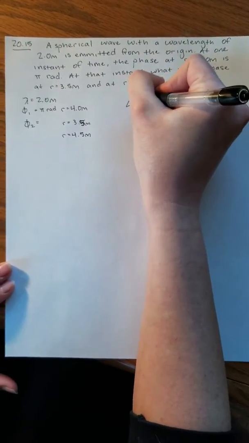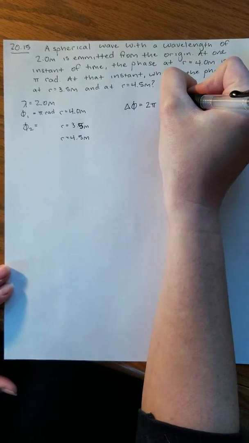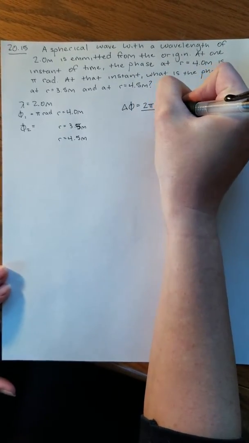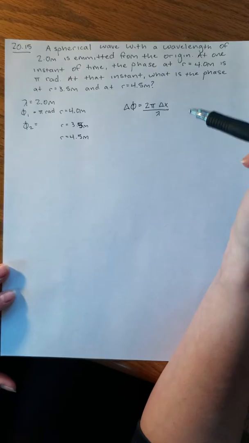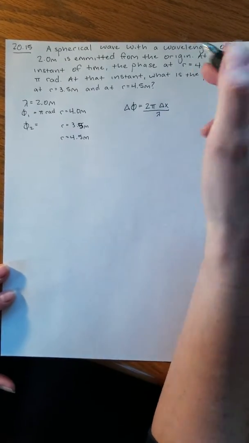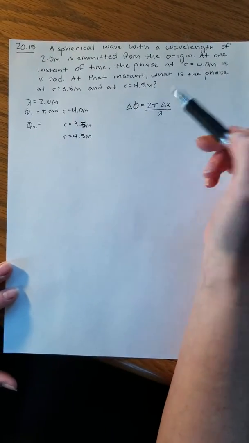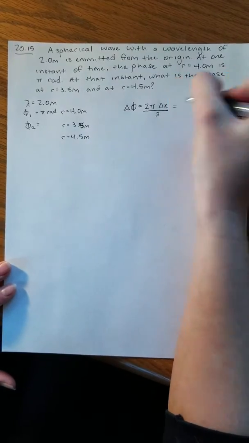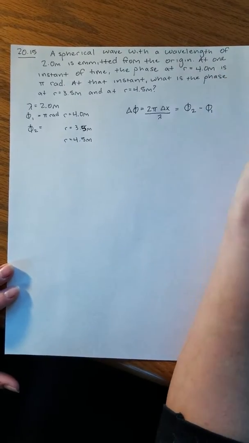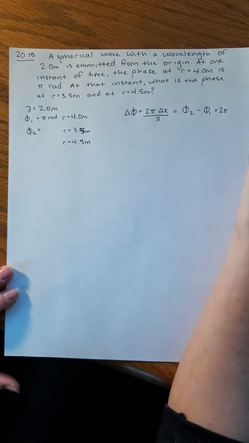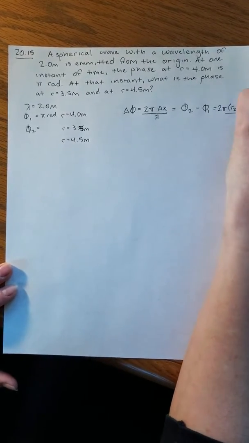So then our formula we can use is change in phase equals 2 pi delta x over lambda. And then because this is a spherical wave and it's not in one dimension, our x is going to be the radius instead of the x value. So just expanding all of this, the difference in our phases equals 2 pi, and then the difference in our radii over lambda.